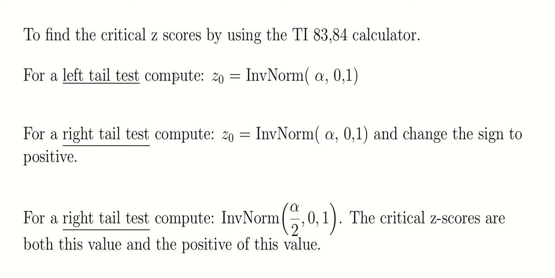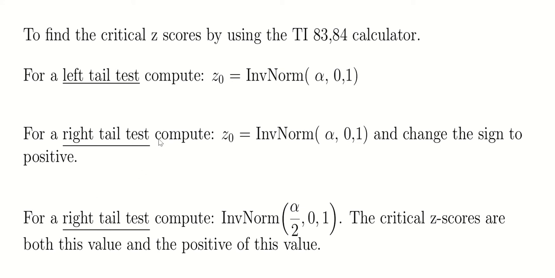But essentially what's going to happen is this. If we have a left tail test and you want to compute the critical z-score, it's simply the inverse norm of alpha, 0, 1, where alpha is our level of significance. I should also note that when you're computing this critical z-score for a left tail test, the value will actually be negative. So if you punch this into MyStatLab, you want to include the negative sign, because it's a left tail test.